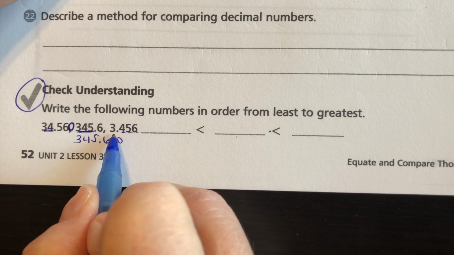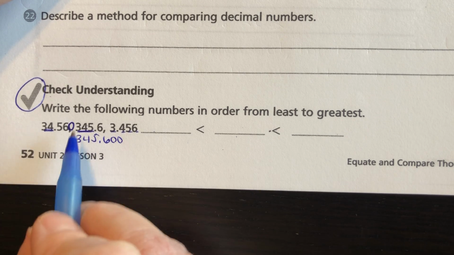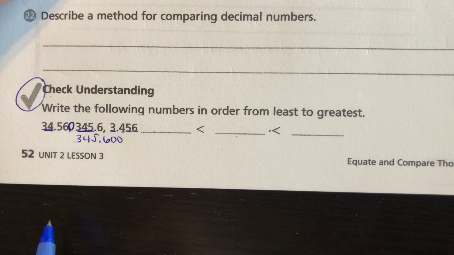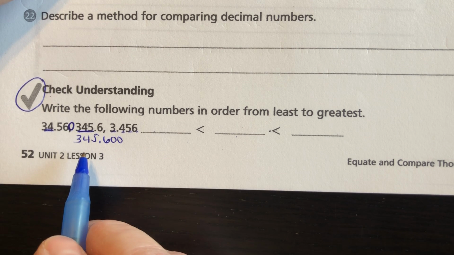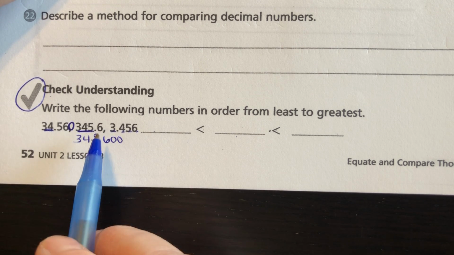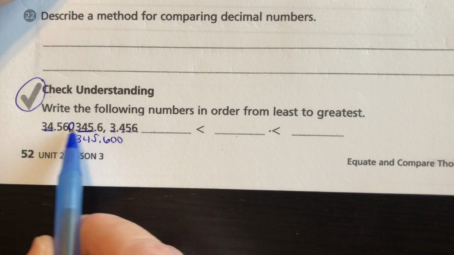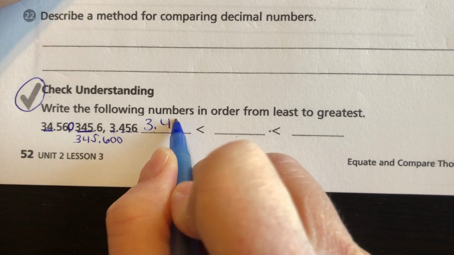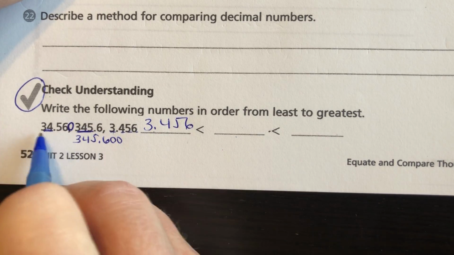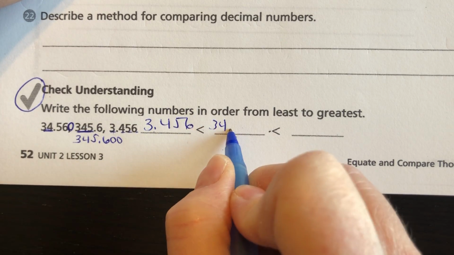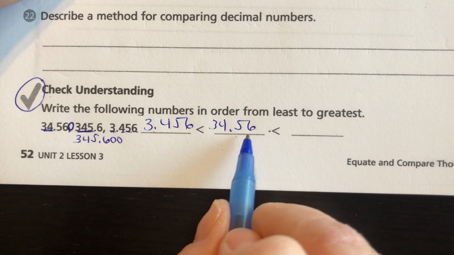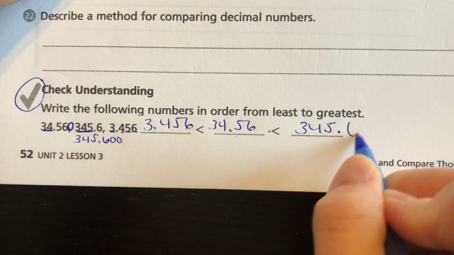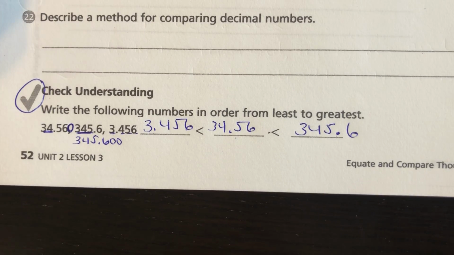345. This has 3. So actually, we didn't have to do that for this. We didn't need the same number of places to the right, because if you're looking to the left of the decimal point, isn't 3 less than 34 and 345? Yeah. So I put 3.456, and then the next lowest will be 34.56, 34 and 56 hundredths, and then the last, of course, will be 345 and 6/10.